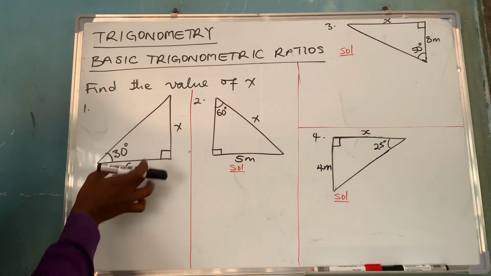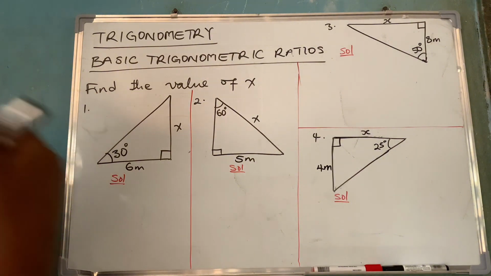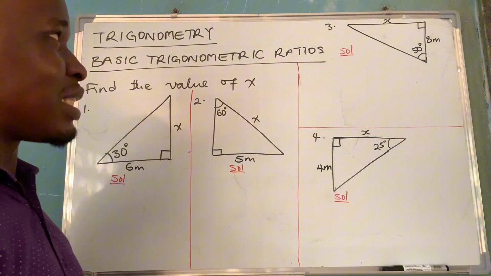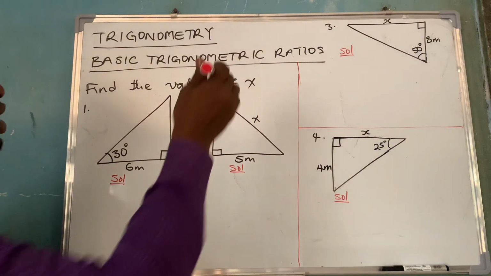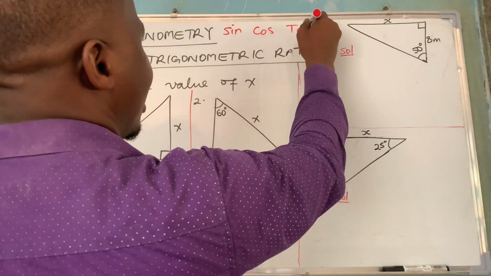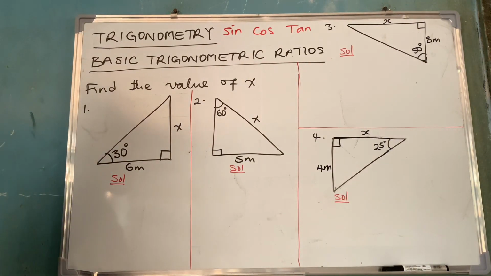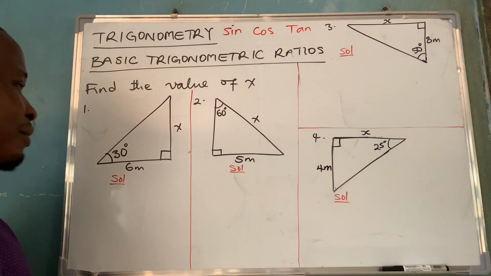We are given 6 meters here. We are given one of the interior angles as a given angle. Then we want to find this side x. But the first thing we do is to create the awareness that we can only apply the basic trigonometric ratios if we are dealing with a right angled triangle. So let me say sine, cos, tan. These are the basic trigonometric ratios. We can only apply them if we are dealing with a right angled triangle.